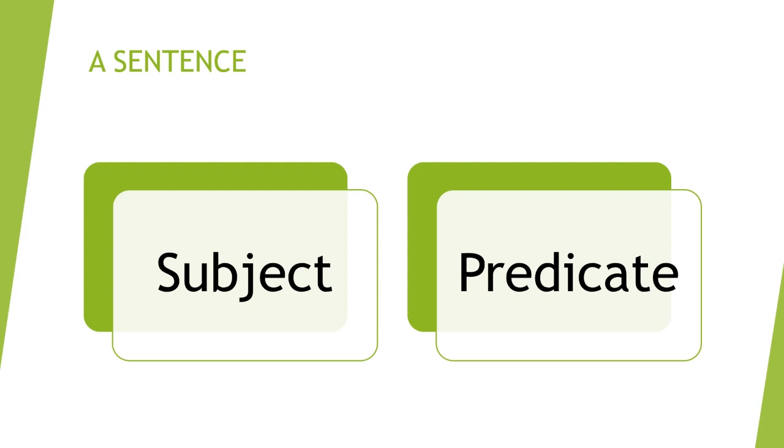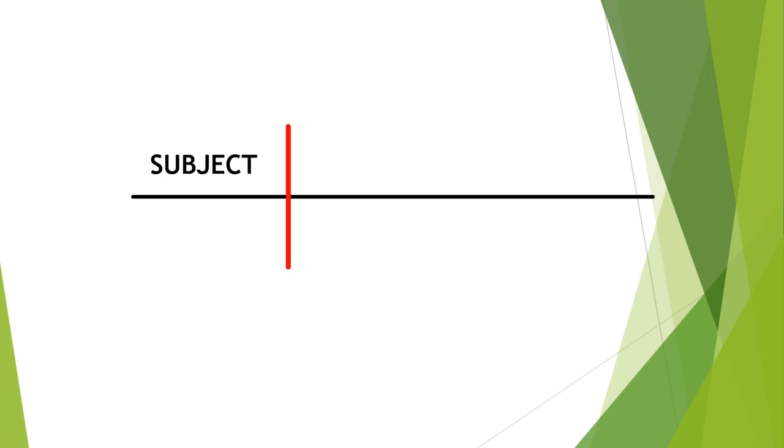Let's make this clear by creating a simple diagram. Imagine the sentence is represented by a horizontal line. To divide it into its two main parts, subject and predicate, we draw a vertical line through the middle of the horizontal line. This vertical line separates the subject on the left side from the predicate on the right side.